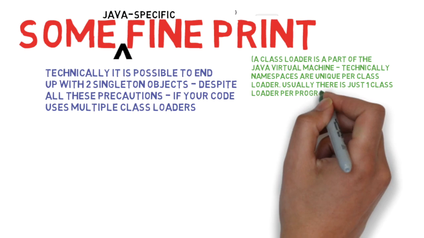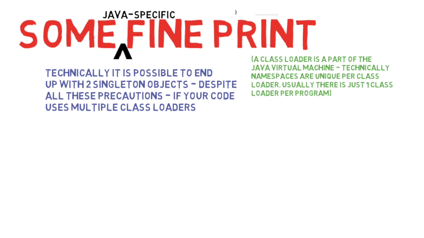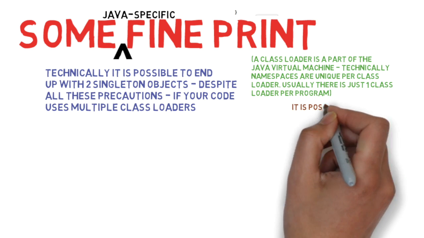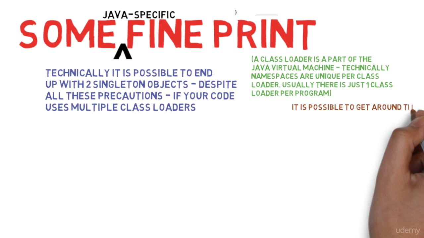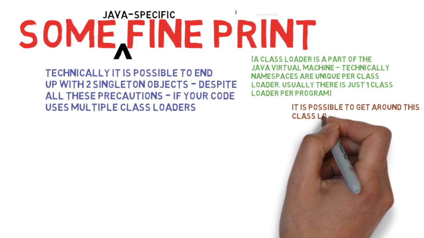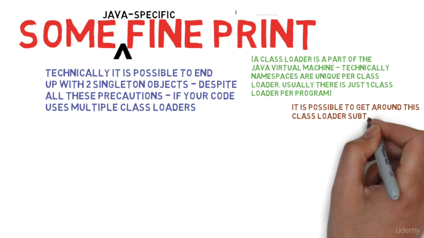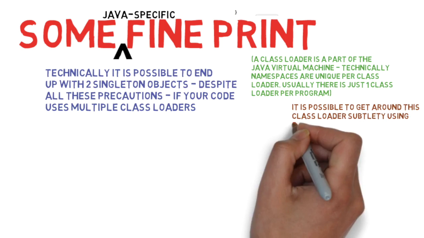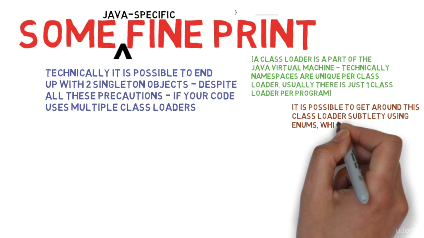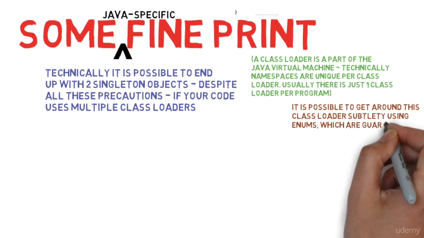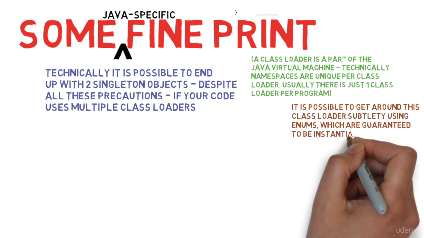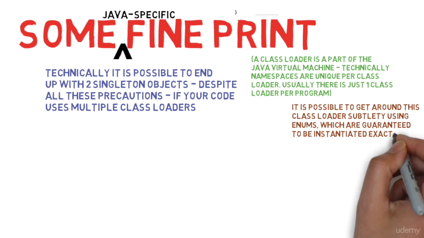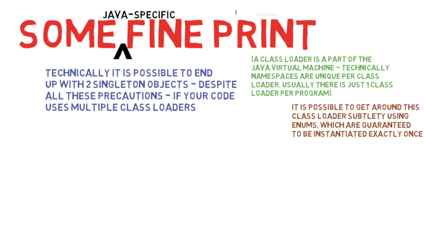There is a way to get around this class loader subtlety, and that is by using enums. Enums are guaranteed by the Java virtual machine to be instantiated exactly once. Therefore, if you create your singleton using enums, you'll be guaranteed to have just one instance, whether you have one class loader or several. Now, it's a very rare case to use multiple class loaders, so you don't really need to worry about it in regular programming, just something for you to watch out for.